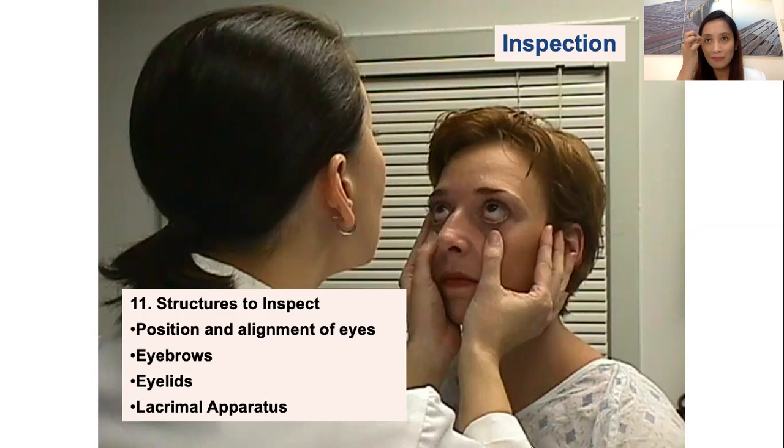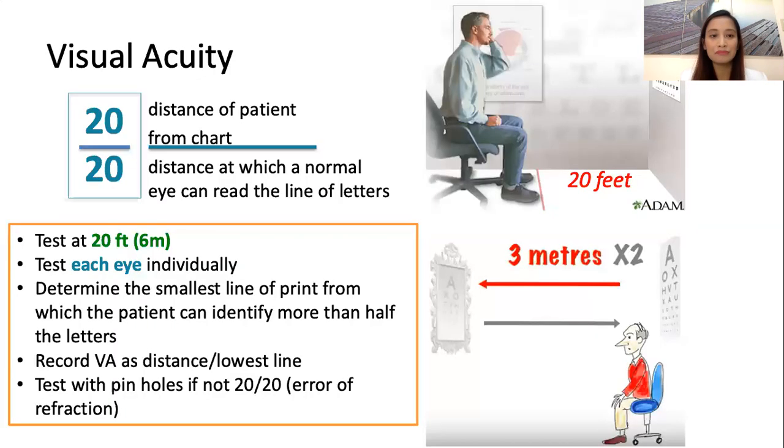The eyelids also, you can have a hordeolum, what's the other one? Little masses in your eyelids. And also the lacrimal apparatus.